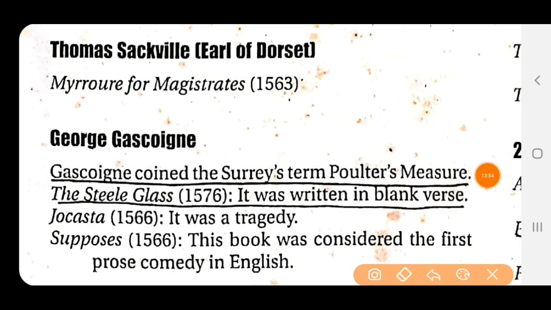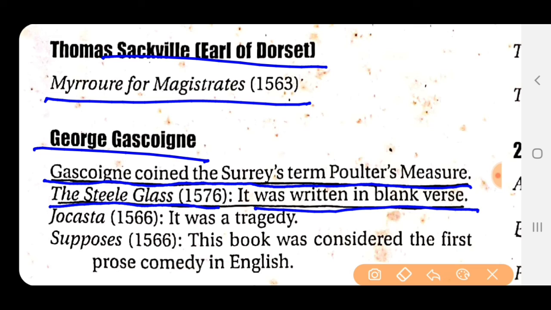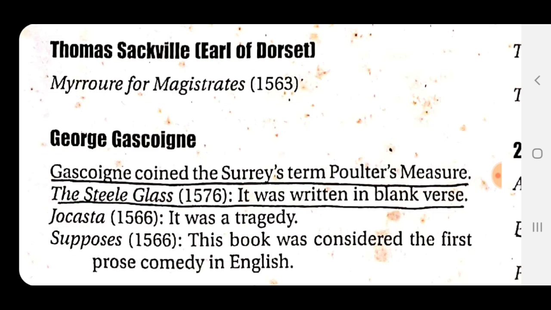Next is Thomas Sackville of Dorset, The Mirror for Magistrates. Next author is George Gascoigne. Gascoigne coined the term poulter's measure, associated with Surrey. The Steel Glass. It was written in blank verse. Jocasta. It was a tragedy. Sometimes Jocasta is supposed to be the first tragedy instead of Gorboduc. Supposes, 1566. This book was considered the first prose comedy in English.